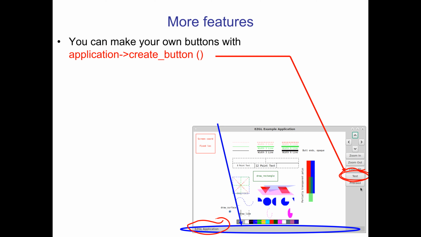Okay, creating your own buttons is easy. You just use this create button function. But see today's tutorial to see what's the right way to do this. When you create a button, you attach a callback function to it so that when a person clicks on it, EasyGL will call that function for you and do something useful.